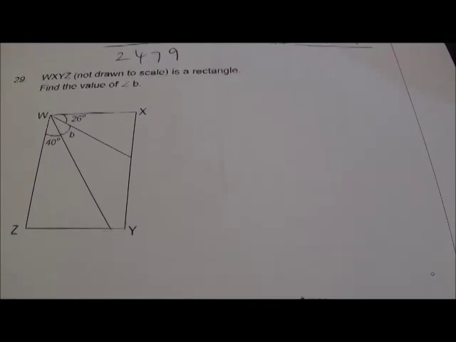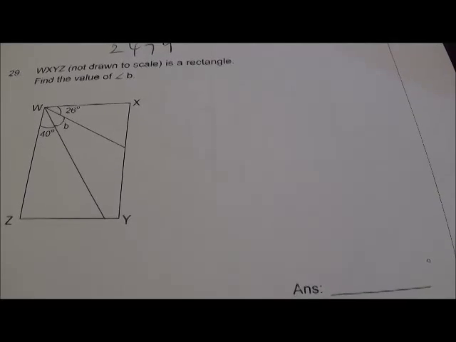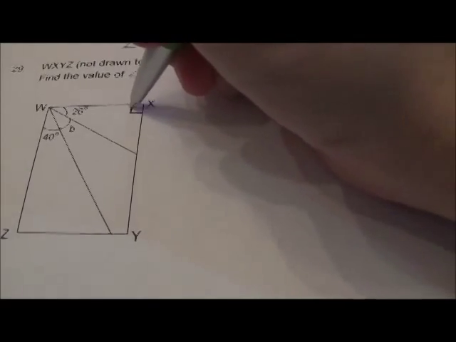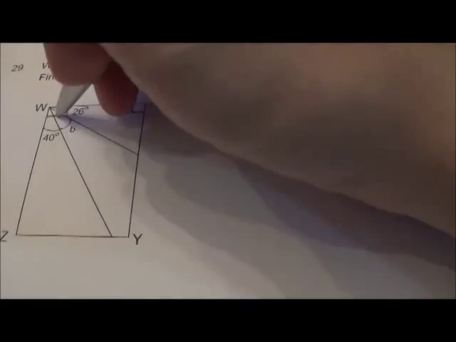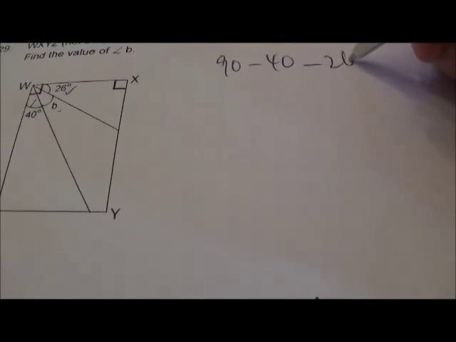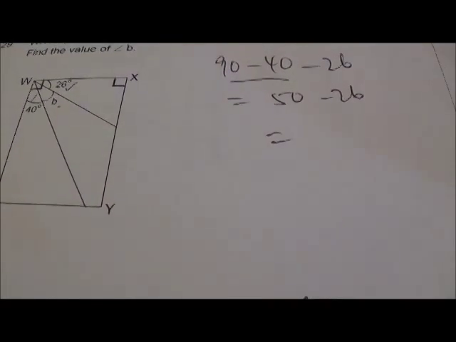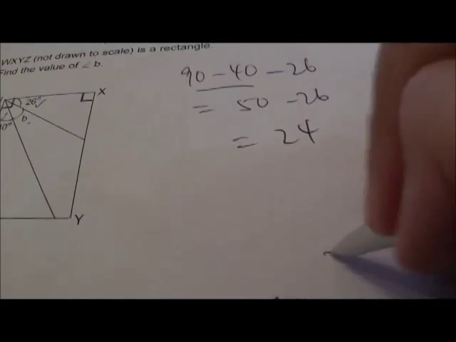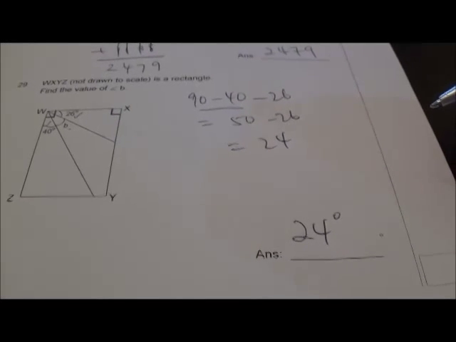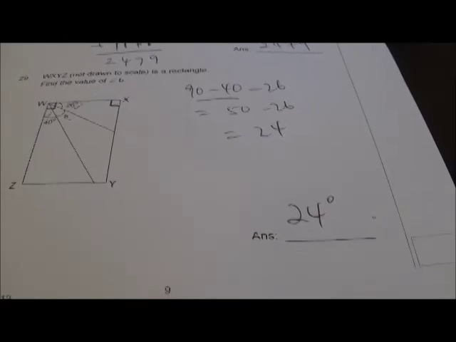Question 29. WXYZ is a rectangle. Find the angle B. Okay, it's a rectangle and all the 4 corners here are all 90 degrees. So here is also 90 degrees. So if you have 40 here, you have 26 here. How do you find B? You take 90 minus 40 minus 26. Okay, 90 minus 40 is 50, minus 26, 24. Okay, so the answer here is 24 degrees. Sorry, 24 degrees, not degrees Celsius.